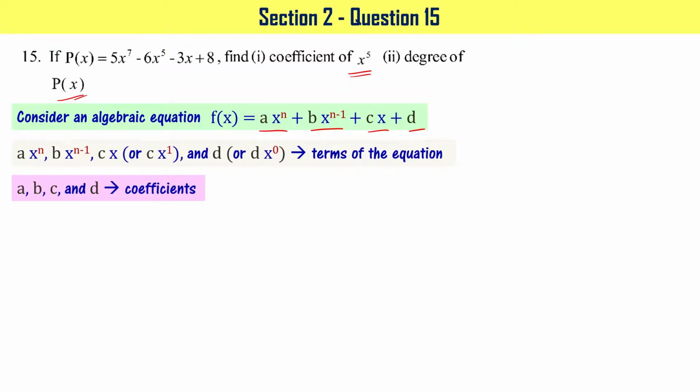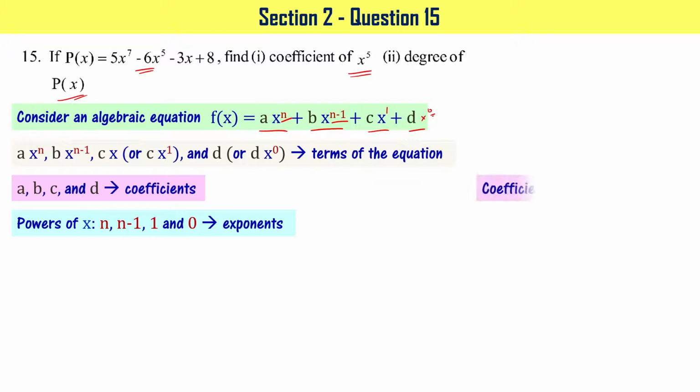So now we can say the coefficient of x to the power 5 is going to be minus 6, right? And the powers of x, those are n, n minus 1, 1 here, and x to the power 0 here. These are called exponents, right? So let's answer. The coefficient of x to the power 5 is minus 6. So the first part is done. Now we have to say what is the degree of p of x.